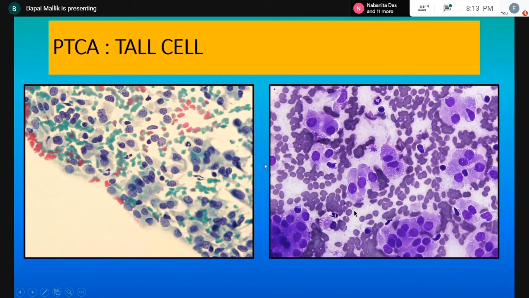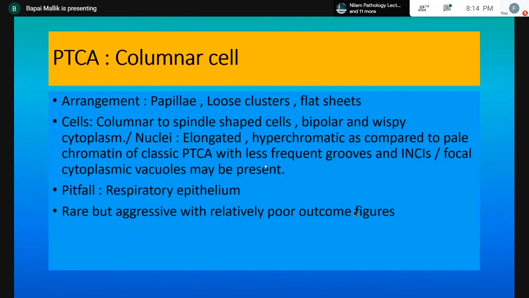The next variant, which comes almost side by side, is the columnar cell variant. In columnar cells, the arrangement once again is in papillae, loose clusters or flat sheets, columnar to spindle cells with bipolar and wispy cytoplasm, elongated hyperchromatic nucleus as compared to the pale chromatin of classic papillary thyroid carcinoma. So here, the nuclei tend to be a little bit more hyperchromatic, grooves are less frequent, and so are intranuclear cytoplasmic inclusions. You can have focal vacuoles.